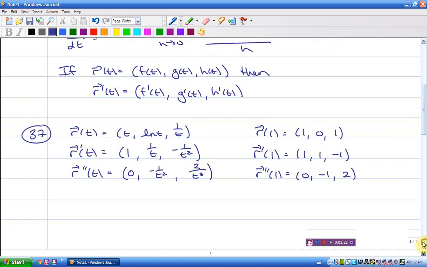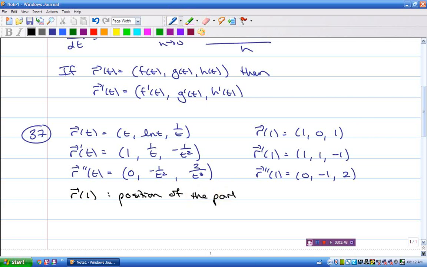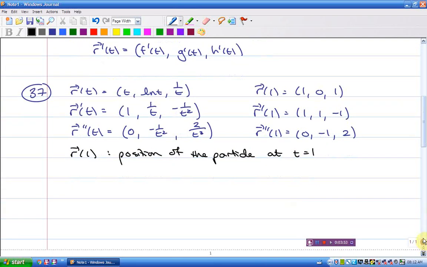Okay. So it's frequently convenient when you're dealing with vector functions to think of a space curve as being the path that a particle takes as it travels through space. And if we do that, then r of 1 would be the position of the particle, because we're just assuming one particle traveling along a curve, at time equals 1. Okay. r dash of 1 would be its velocity.